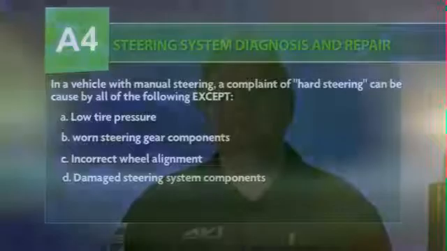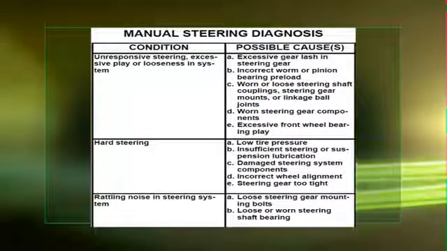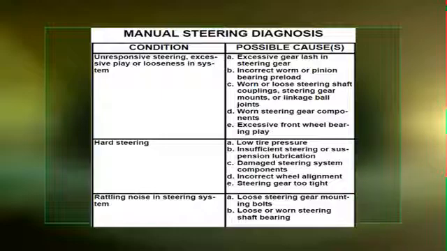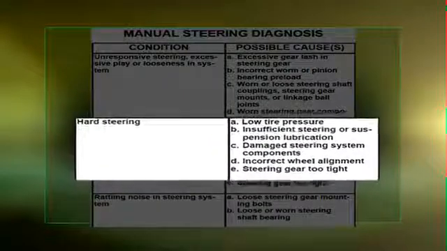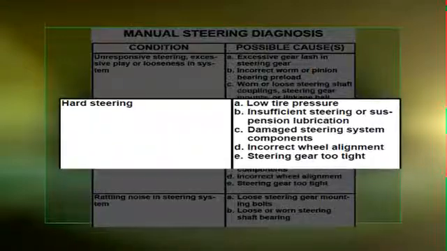Let's look at a symptom chart and see if this is covered. Hard steering for a manual steer. And sure enough, here's our manual steering diagnosis symptom chart. The second one down here, we see hard steering is listed, and we have 4 items that can cause hard steering, one of them being low tire pressure. And that was on the list of possible answers to that first question. Insufficient steering, suspension, and lubrication.